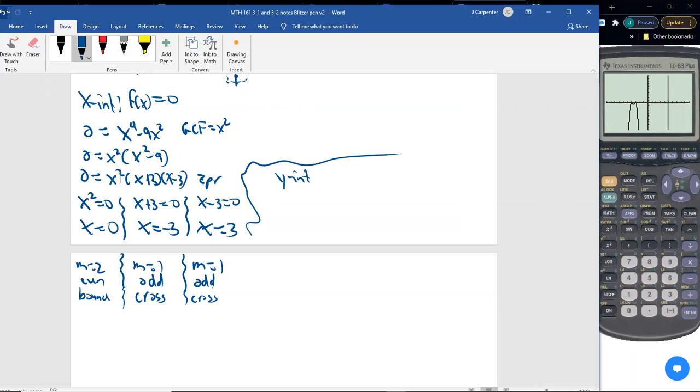Then we can do our y-intercept. I keep saying an s at the end and I don't mean to, which is f of 0. Which is 0 to the fourth minus 9 times 0 squared, which is 0.